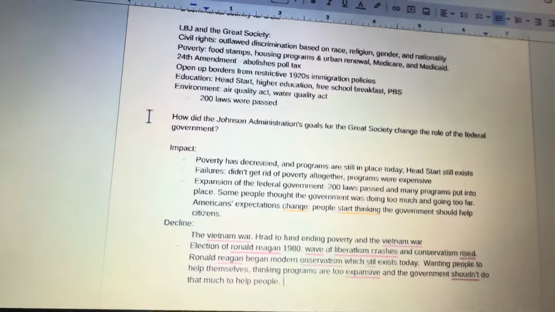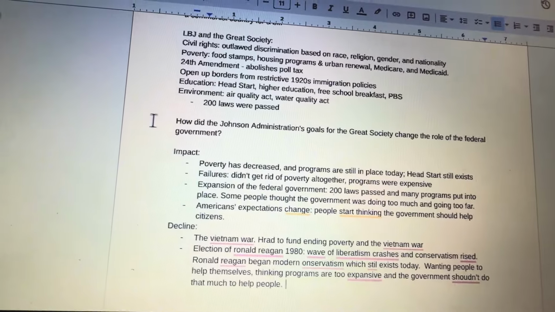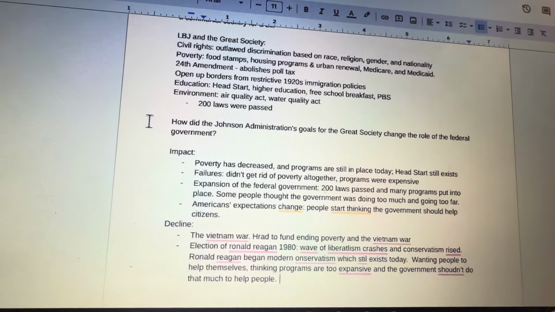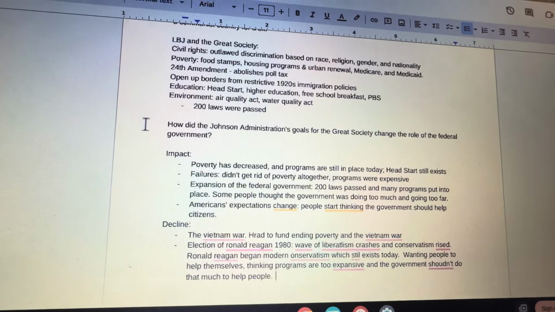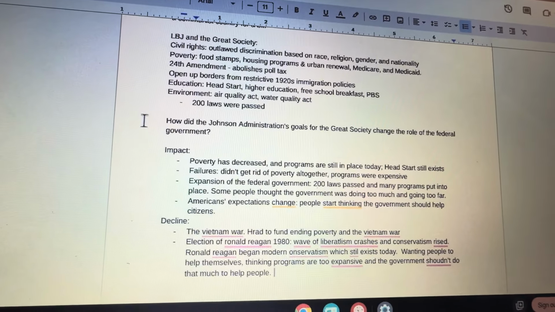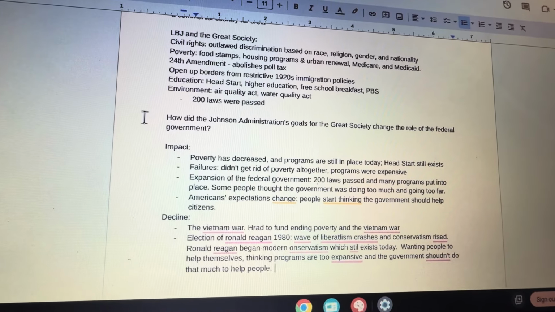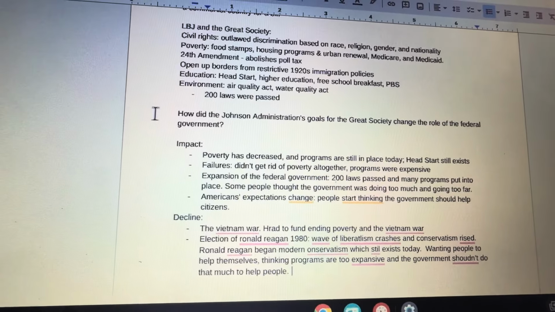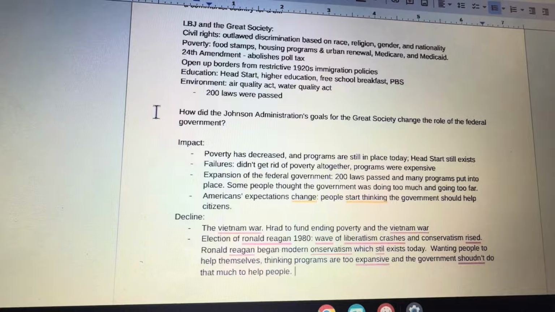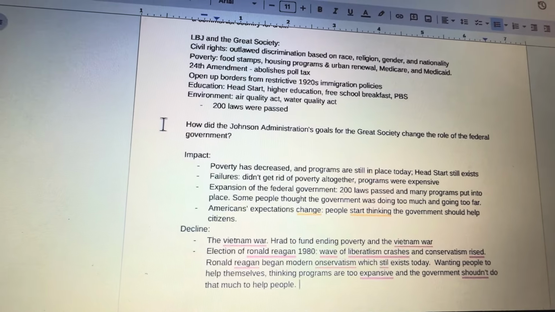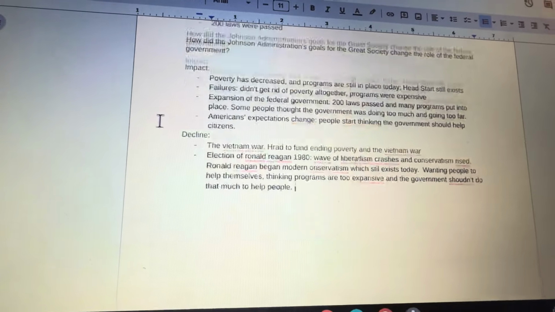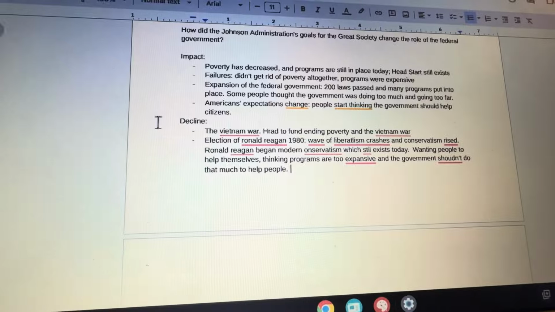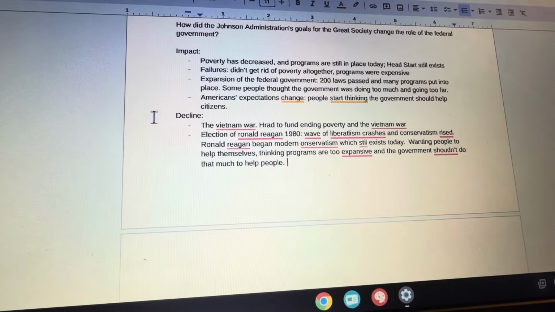Then it opened up borders from restrictive 1920s immigration policies. Education included Head Start, higher education, free school breakfast, and PBS, and I think NPR as well. Environment includes the Air Quality Act and Water Quality Act, and there were 200 laws passed. How did the Johnson administration's goals for the Great Society change the role of the federal government?